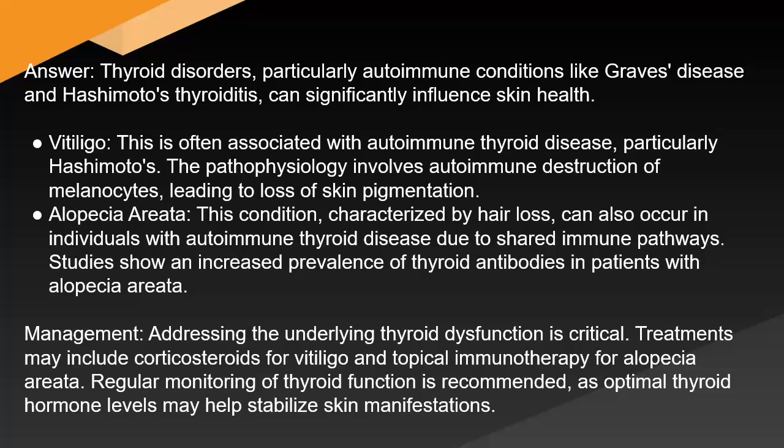Alopecia areata. This condition, characterized by hair loss, can also occur in individuals with autoimmune thyroid disease due to shared immune pathways. Studies show an increased prevalence of thyroid antibodies in patients with alopecia areata. Management. Addressing the underlying thyroid dysfunction is critical. Treatments may include corticosteroids for vitiligo and topical immunotherapy for alopecia areata. Regular monitoring of thyroid function is recommended as optimal thyroid hormone levels may help stabilize skin manifestations.